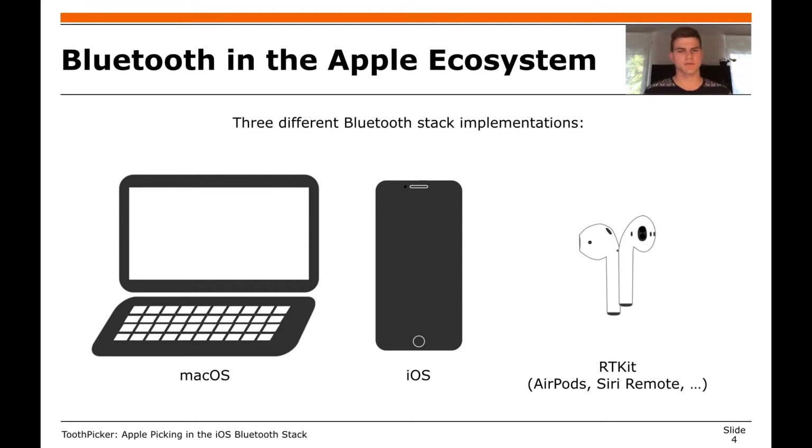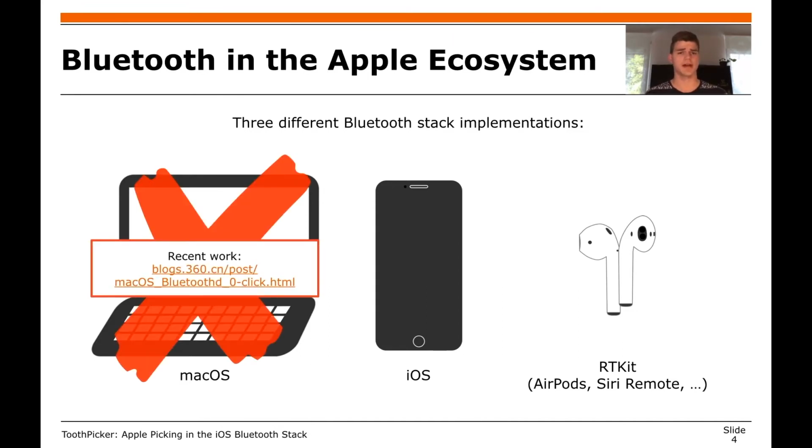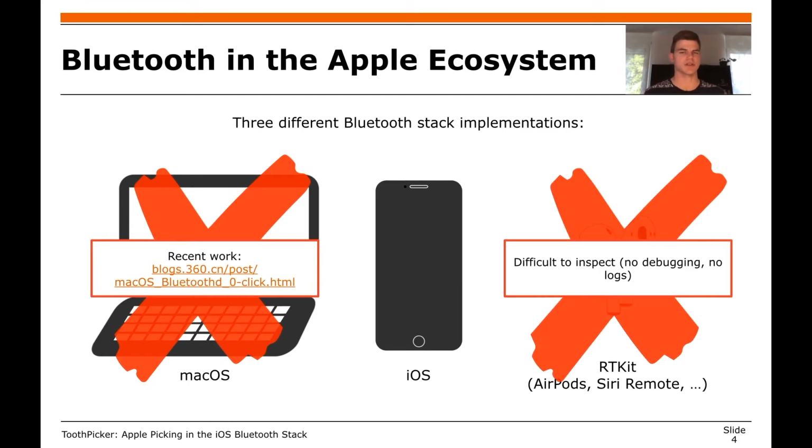The reason why we chose iOS as our target is that, firstly, for macOS, there has already been some work in the past, which already revealed a few vulnerabilities in the Bluetooth stack. And on the other hand, because of the bad inspectability of RTKit devices and especially the AirPods. There's no public or official way to debug them, and it's really hard, if not impossible, to obtain logs. So in general, iOS is a pretty attractive target.